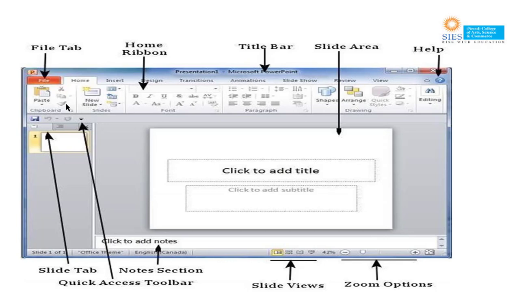In tabs there are different tabs like home, insert, design, transition. Groups I have already told you about, clipboard, slides, etc. Then this is the title bar. The first line is called the title bar. It is the top section of the window. It shows the name of the file followed by the name of the program, which in this case is Microsoft PowerPoint.